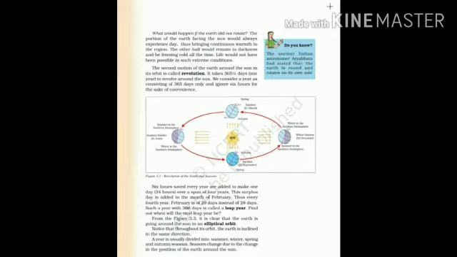The 6 hours saved every year are added to make one day, that is 24 hours, over a span of 4 years. This surplus day is added to the month of February. Thus, every fourth year, February is of 29 days instead of 28 days. Such a year with 366 days is called a leap year. Find out when will the next leap year be.